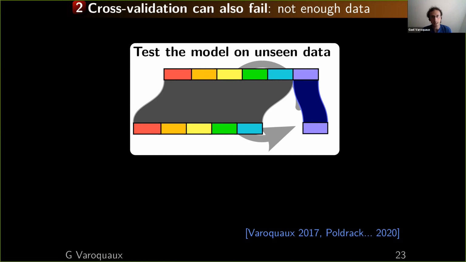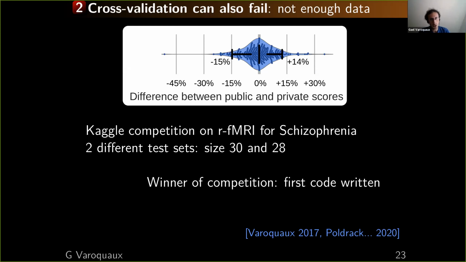Now, there's one caveat: if I don't have enough data, cross-validation becomes brittle also. And to give you one example, there was a Kaggle competition that was run a few years ago to predict schizophrenia based on fMRI.